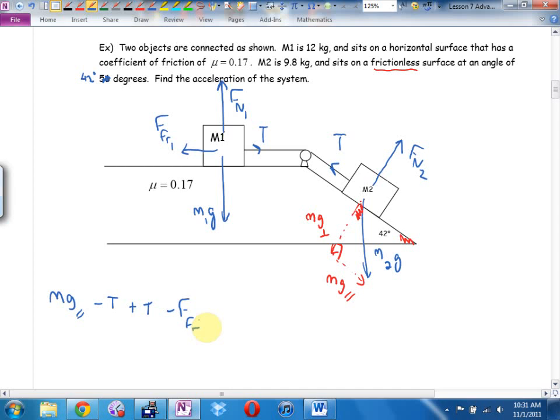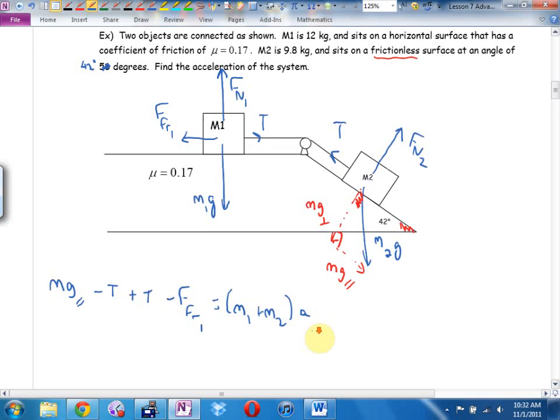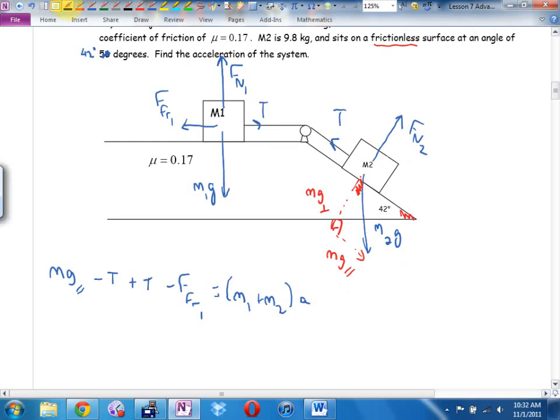And since I've been looking at more than one mass, it's M1 plus M2 times A. And you know what? I think I called this M2. So over here, I should have an M2G parallel, shouldn't I? Otherwise, I might get my M's confused and cancel when they don't. Tension cancels. Yay! What is M2G parallel? Well, let's look at the trig. Here's my angle. Opposite, adjacent, or hypotenuse? Opposite. How about here? Which trig function is M2G parallel?